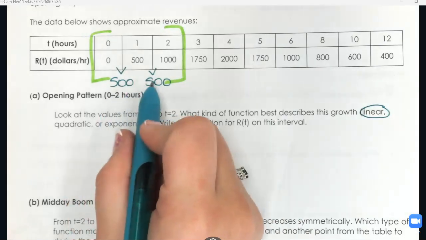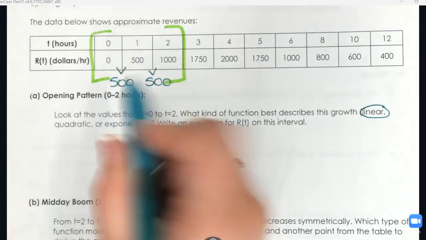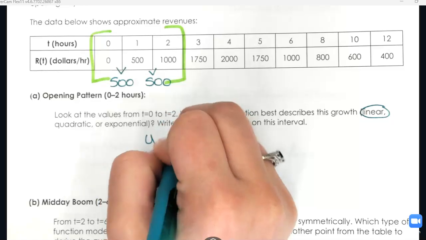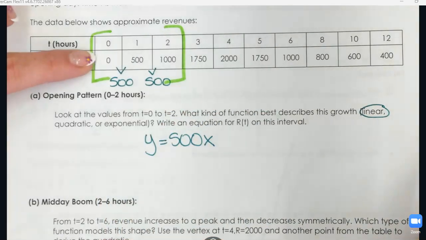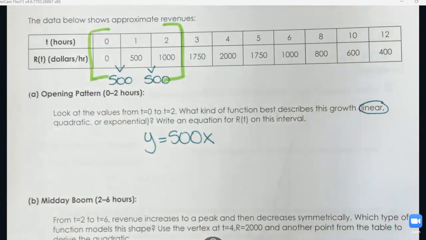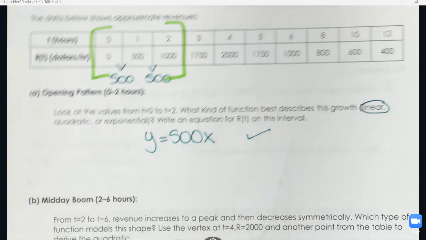And the equation for that is going to be slope-intercept. I can see here that my slope is 500x. And I'm starting at 0, 0, so my y-intercept is 0. There, I'm done with my first equation.